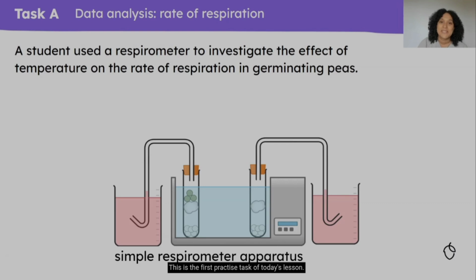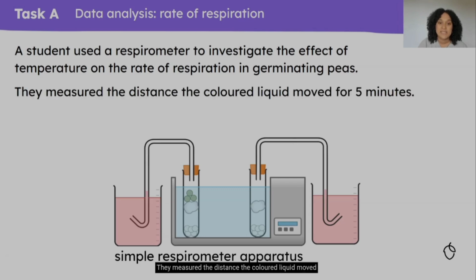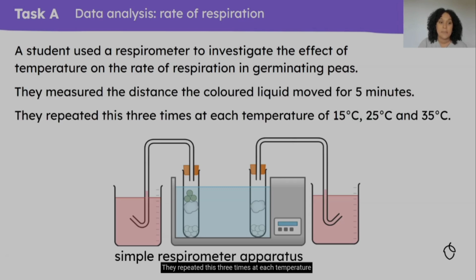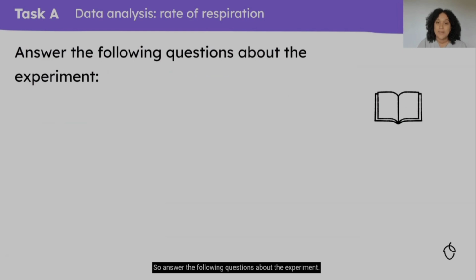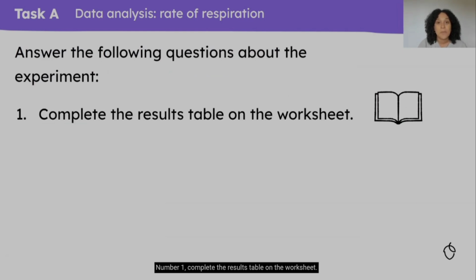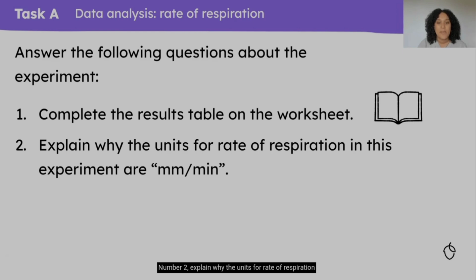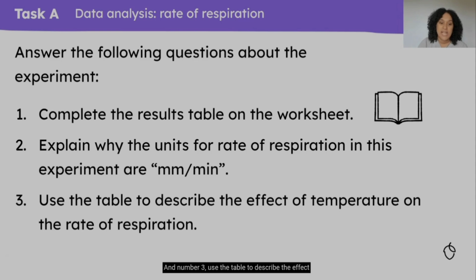This is the first practice task of today's lesson. A student used a respirometer to investigate the effect of temperature on the rate of respiration in germinating peas. They measured the distance the coloured liquid moved for 5 minutes. They repeated this 3 times at each temperature of 15 degrees, 25 degrees, and 35 degrees Celsius. So, answer the following questions about the experiment. Number 1, complete the results table on the worksheet. Number 2, explain why the units for rate of respiration in this experiment are millimeters per minute. And number 3, use the table to describe the effect of temperature on the rate of respiration. You'll need to pause your video now in order to give yourself enough time to do that and click play when you're ready to see the answers. Good luck.